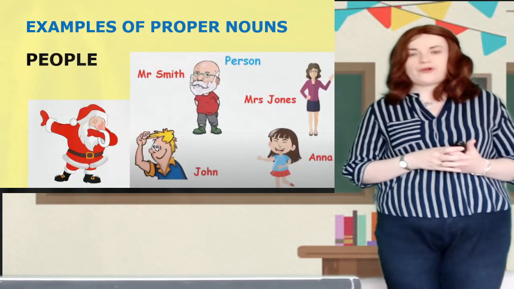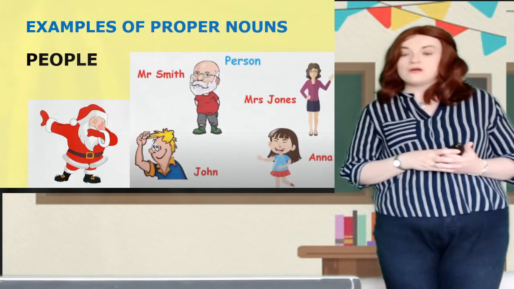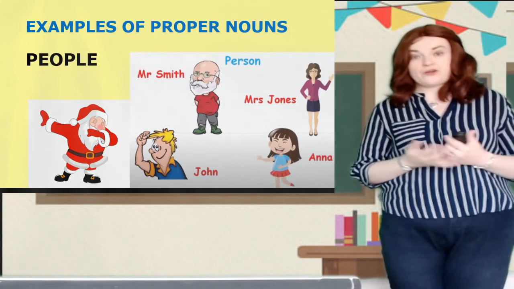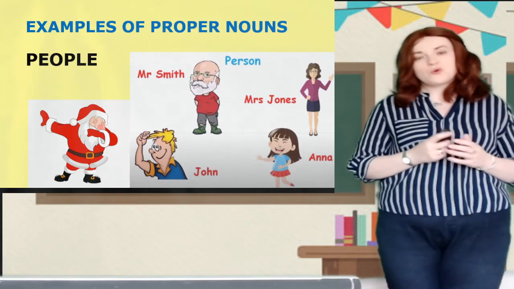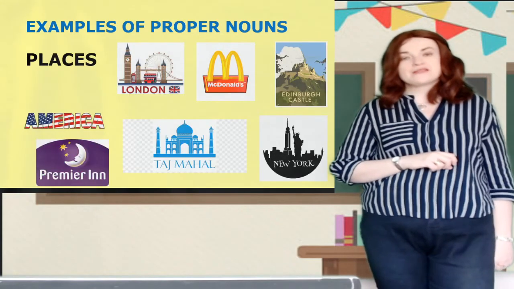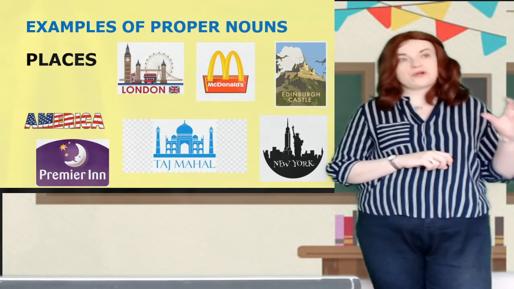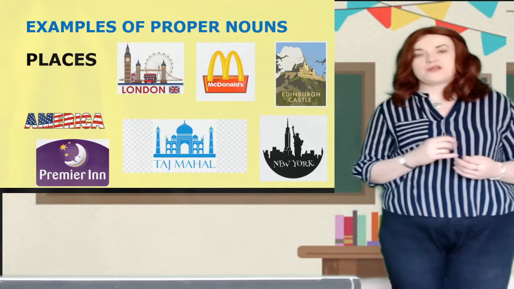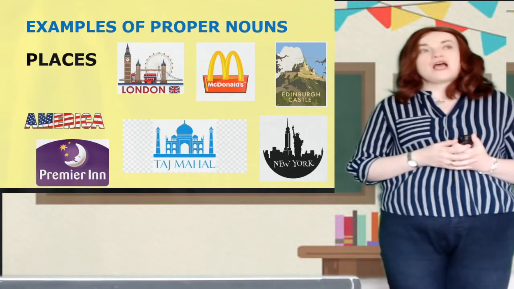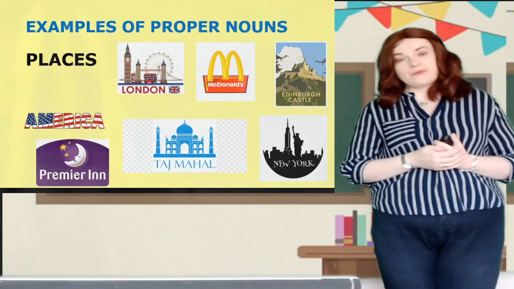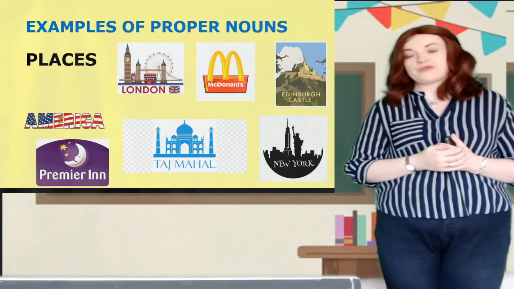Examples of proper nouns then. So people would be particular people. So Santa, John, like I mentioned, Anna, Mrs. Jones, Mr. Smith. Places for proper nouns, so somewhere specific. So if somebody said to you, where are you going on your holidays? Maybe not just now, but you would say, I'm going to Spain. Spain would get a capital because it's a specific place you're going.